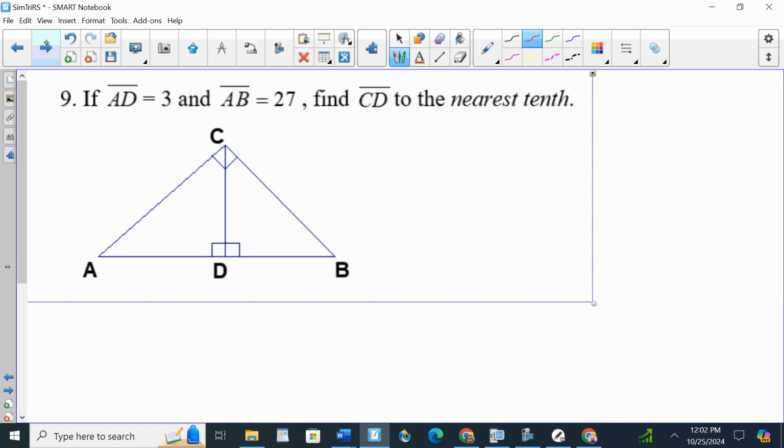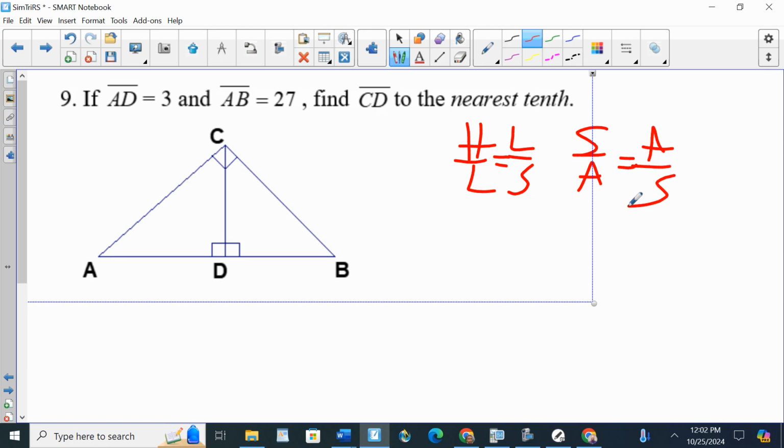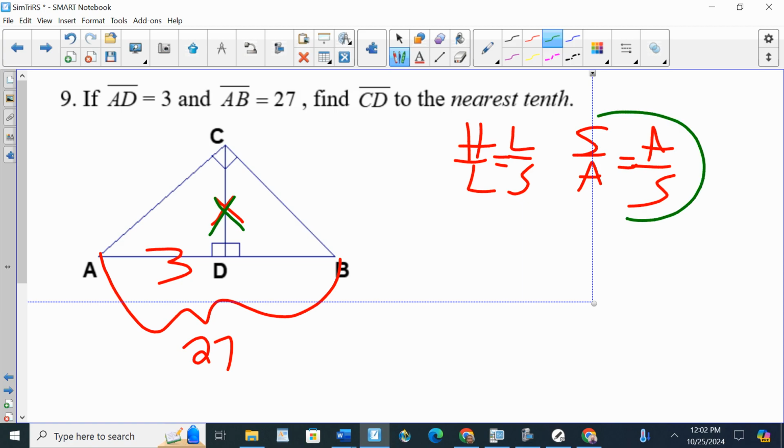All right, number 9, you need to recognize this picture. This picture is Hills-Sass. You need to just recognize the picture. It looks like a big mountain, looks like a big hill. When you see it, that's your Hills-Sass. It's asking for CD. You have to determine if it's Hills or Sass. To do that, is there an L involved or is there an A involved? In this case, there is an A involved, so I'm going to use Sass.